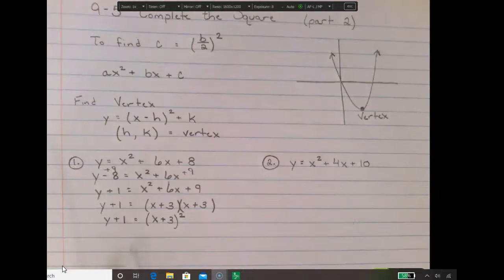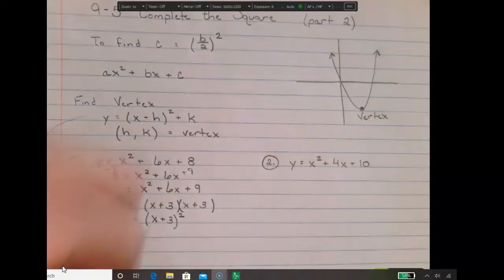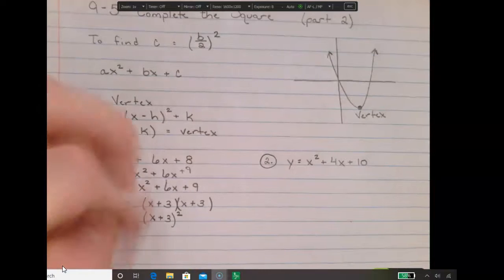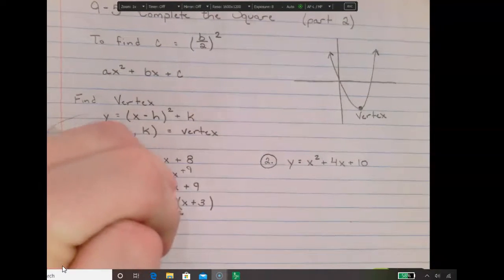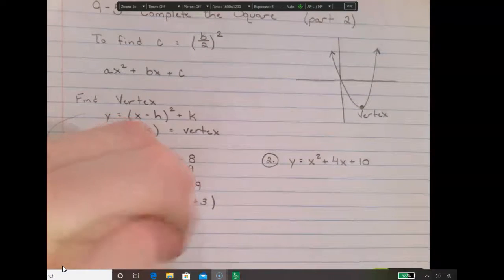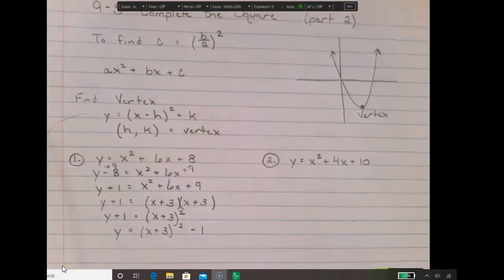And you can probably already see, guys, how this equation is beginning to look like the equation that we need to get to find the vertex. Remember, that's what we're doing with this equation: I'm trying to find the vertex. So the last step, because I need to get this into a y equals, I need to take this 1 and get it to the other side. The only way to do that is by subtracting it. So I'm going to have y is equal to x plus 3 squared minus 1.